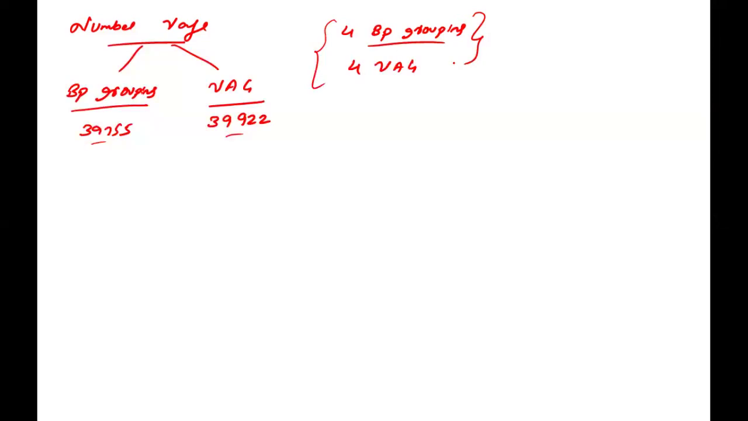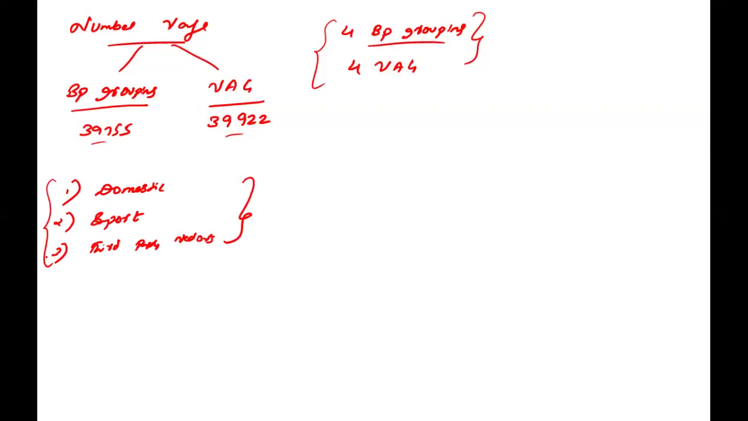BP grouping or the vendor account group can be segregated in different formats based on the business requirement. It can be segregated based on the place of the vendors. For example, if you have domestic vendors, import vendors, or third-party vendors, based on these categories, business might require to divide the vendors.